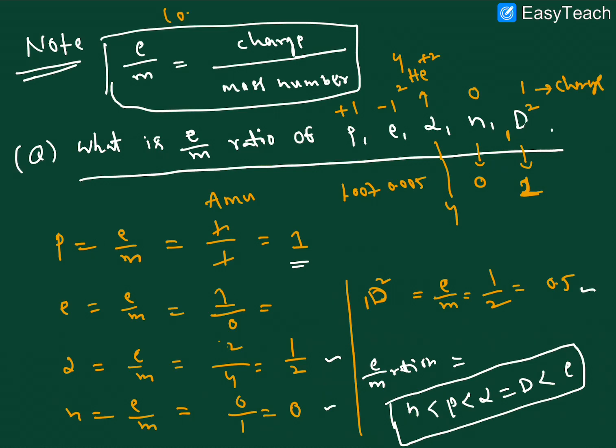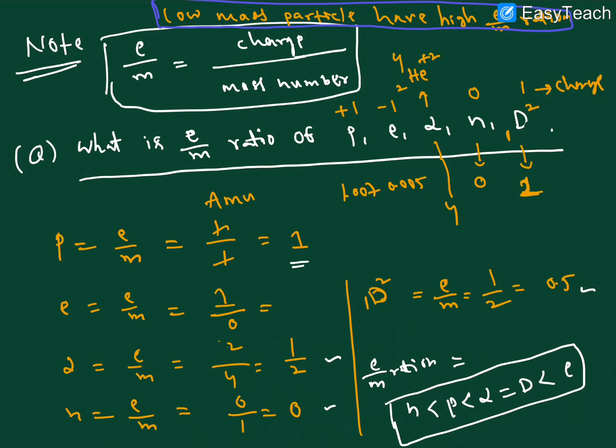So a simple trick here: low mass particles have high specific charge, high E by M ratio. I hope this point is clear. Sometimes they will ask this in competitive exams. And next, the formula based on E by M ratio.